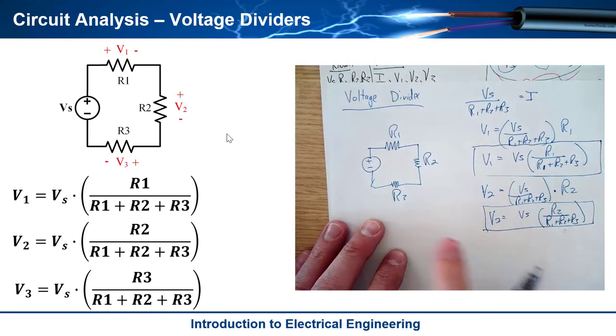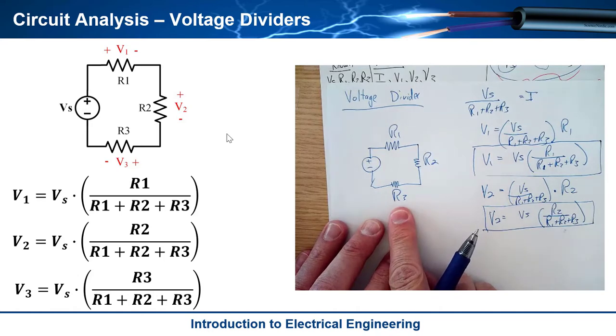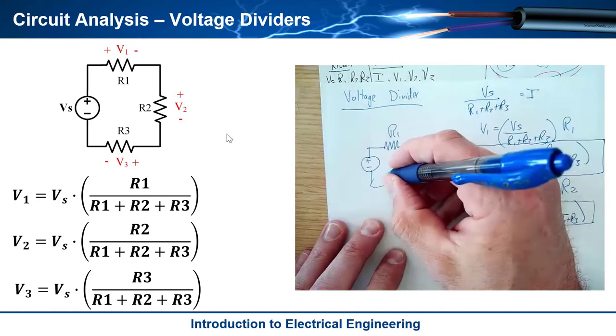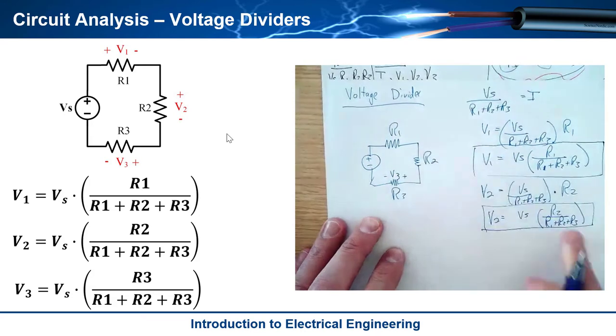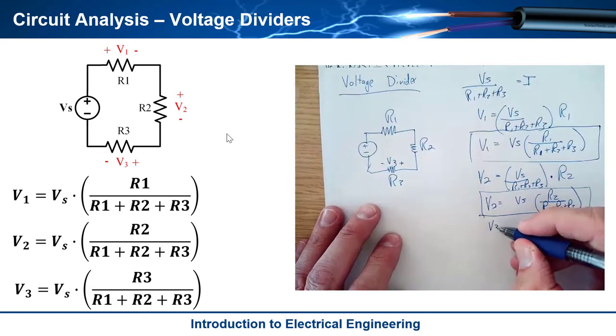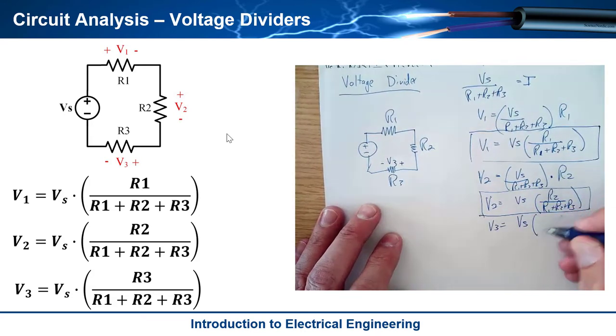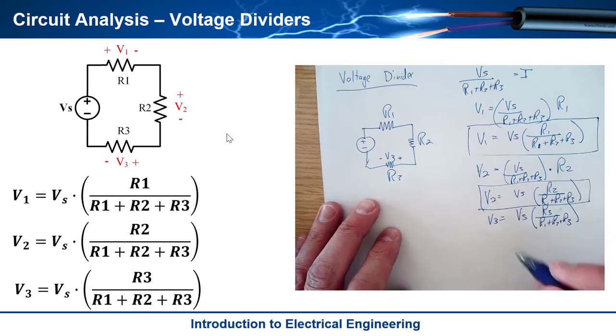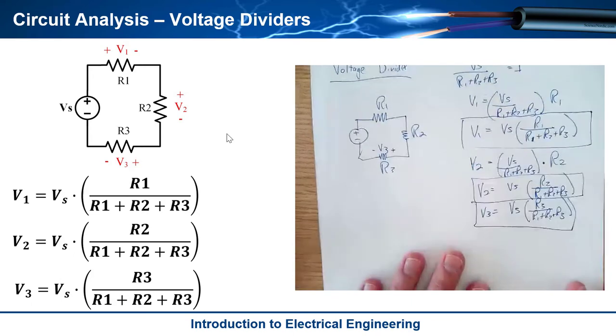So for example, if I wanted to find V3, let's write plus or minus V3, I could just immediately come over here and say, you know what, V3 is equal to Vs multiplied by R3 over R1 plus R2 plus R3. And it's like, wow, that is unbelievable. Now, does it work?